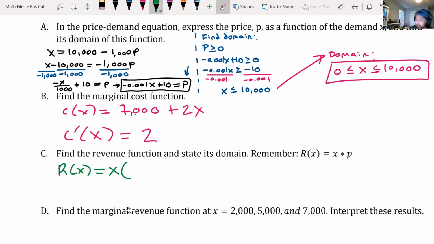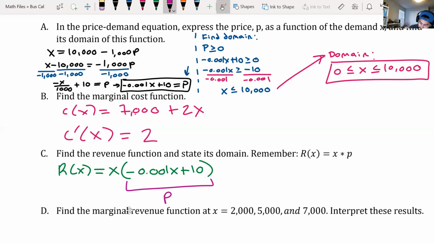Everything's set up for you, right? So you're going to plug in negative 0.001x plus 10. This was P. But what's the X? X is the amount of what? Headphones produced. X is just the amount of headphones.